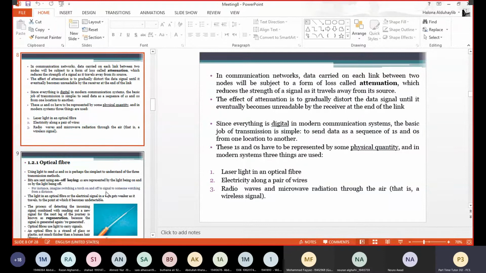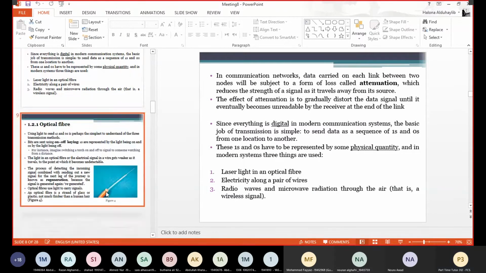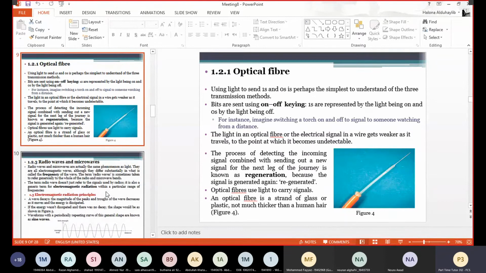So there are three different cases of how we can send the ones and zeros: either as laser light if we are using optical fiber, or as electricity on and off if we are using a pair of wires, or we can send it as radio waves and microwave radiation through the air. So it depends on which media the data is transferring in. Is it in the air, or in the wire, or inside the optical fiber glass? First, we will see the first case, the optical fiber.